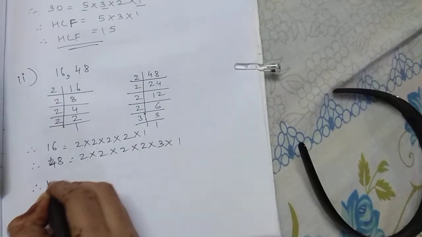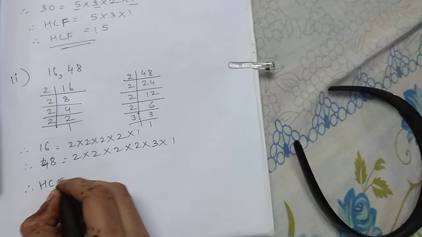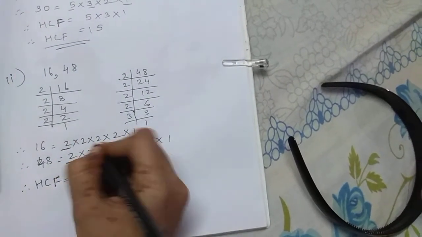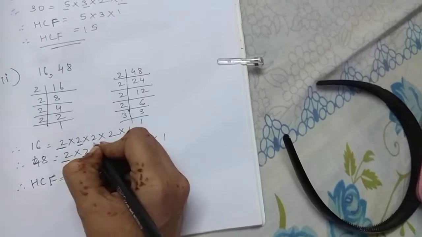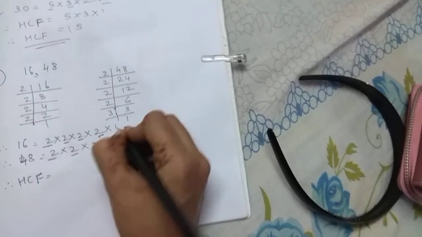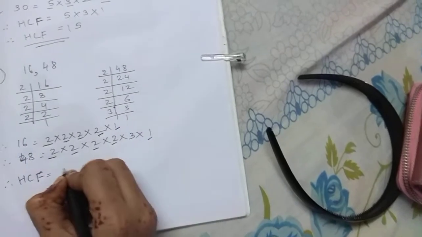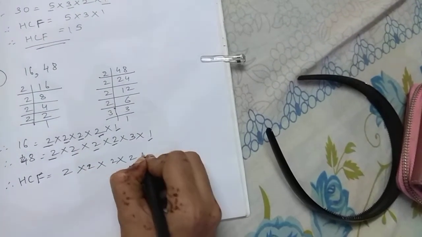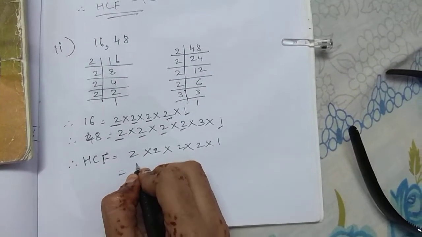So therefore HCF will be, again we have to find the common factors. So 2, again 2, again 2, and one more 2, and lastly 1. So 2 into 2 into 2 into 2 into 1, which gives us 16.